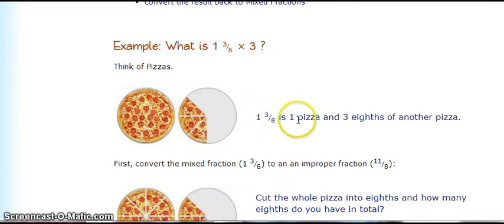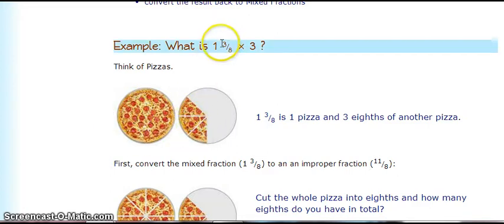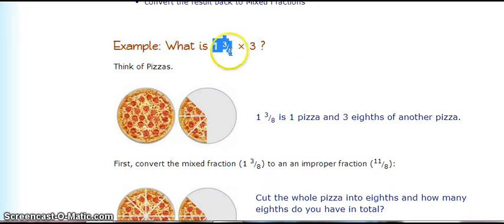So 1 3/8 is one pizza and 3/8 of another. So if you think about that, 3 out of 8 pieces, that means 5 pieces here are gone. If I cut this pizza into 8, this pizza should also be cut into 8. So that would be 8 slices here, plus 3 more is your 11/8 that we got when we did 8 times 1 is 8, plus 3 is 11. So 1 3/8 will be 11/8 as an improper fraction.